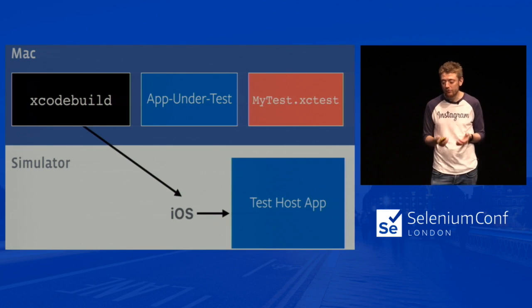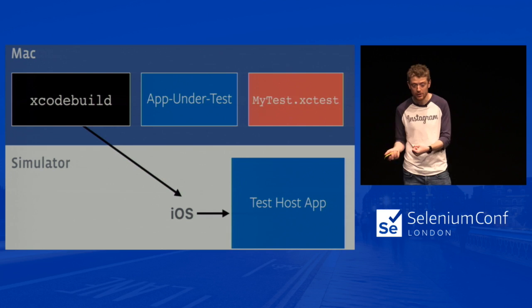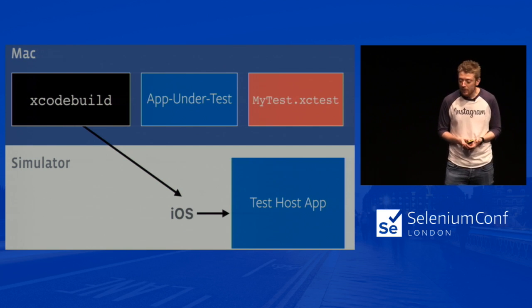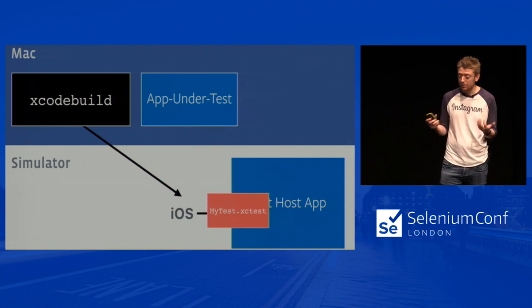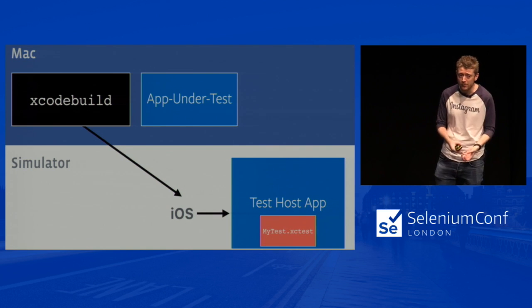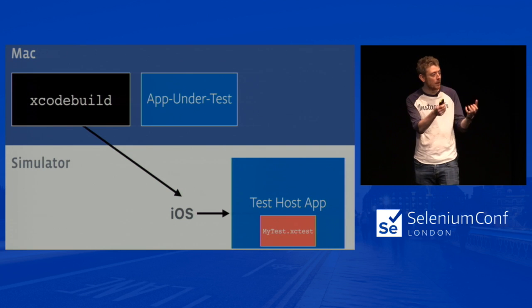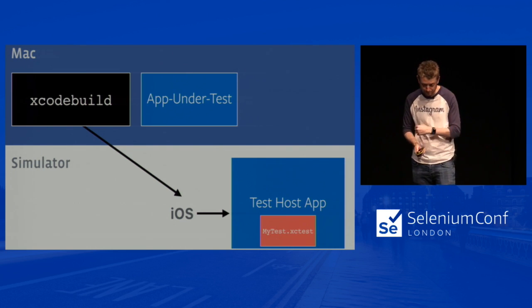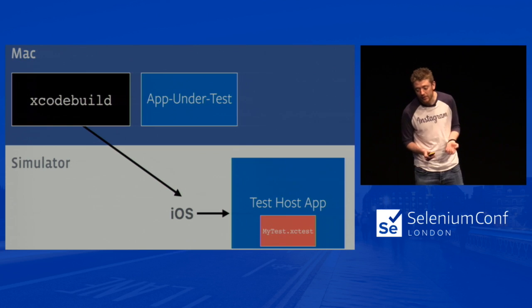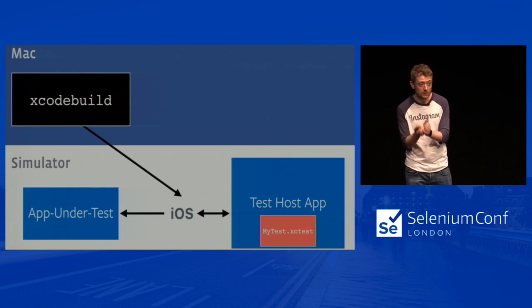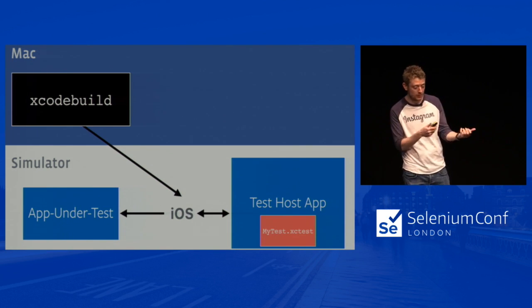So Xcode Build requests that the test host application is launched on its behalf, and it does this by talking to iOS through a socket, basically. When that's done, the test bundle can run inside the test host app. This has changed in the latest Xcode, but broadly speaking, you can just think of this bundle running inside this host application. And when that's done, the test bundle can request that the app under test is launched on behalf of the test bundle by talking to iOS.